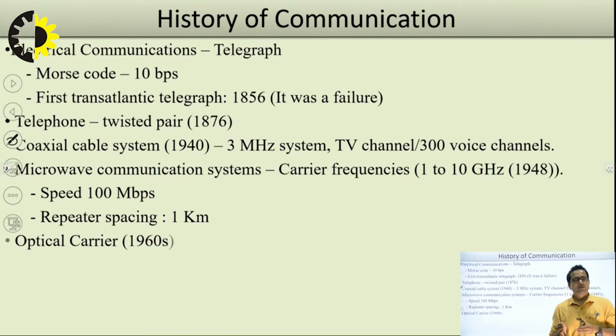The rate at which information can be transmitted with Morse code is 10 bits per second. And the first transatlantic telegraph was established in 1856. Now, although it was the first transatlantic telegraph transmission, it was a big failure. What is the reason for the big failure of this transatlantic telegraph?